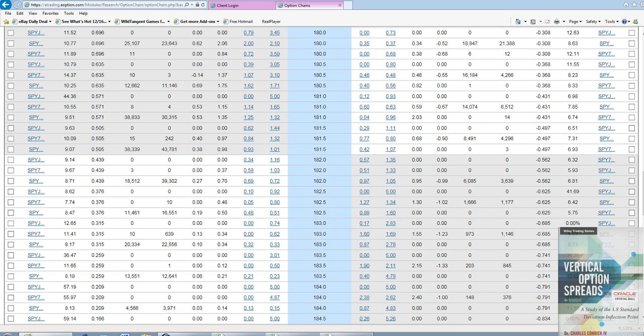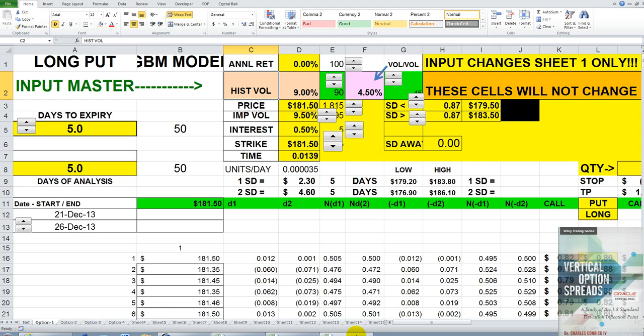In other words, if we plug in the price, I'm trying to find my cursor. Where did it go? I don't know. Evidently it's there, but I'm darned if I can see it. There it is. Okay. On a 181.50 put with 5 days to expiry, could be that they were using 7 days to expiry, which is probably what was happening.